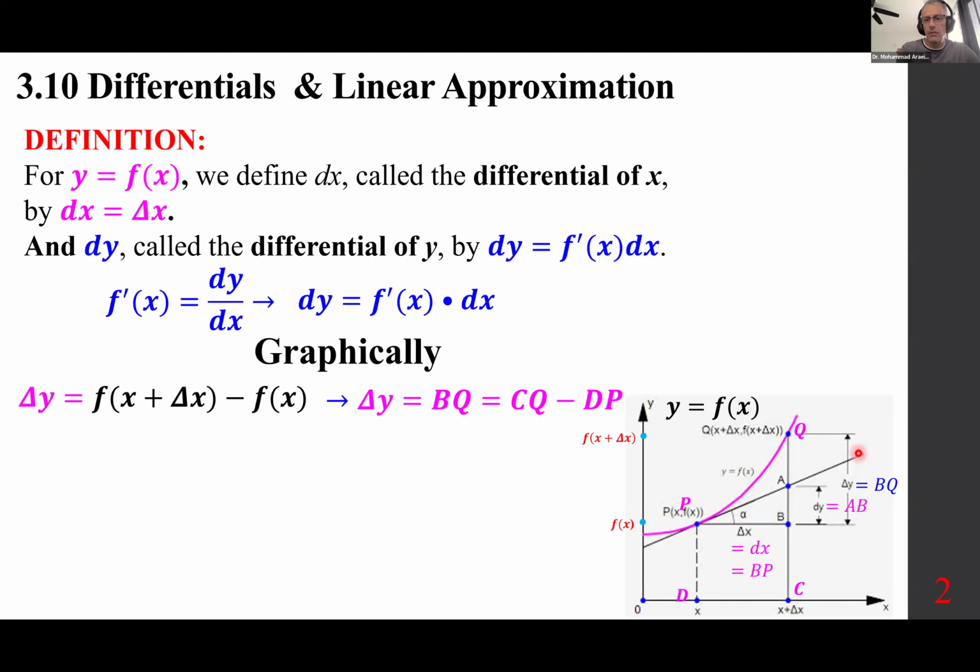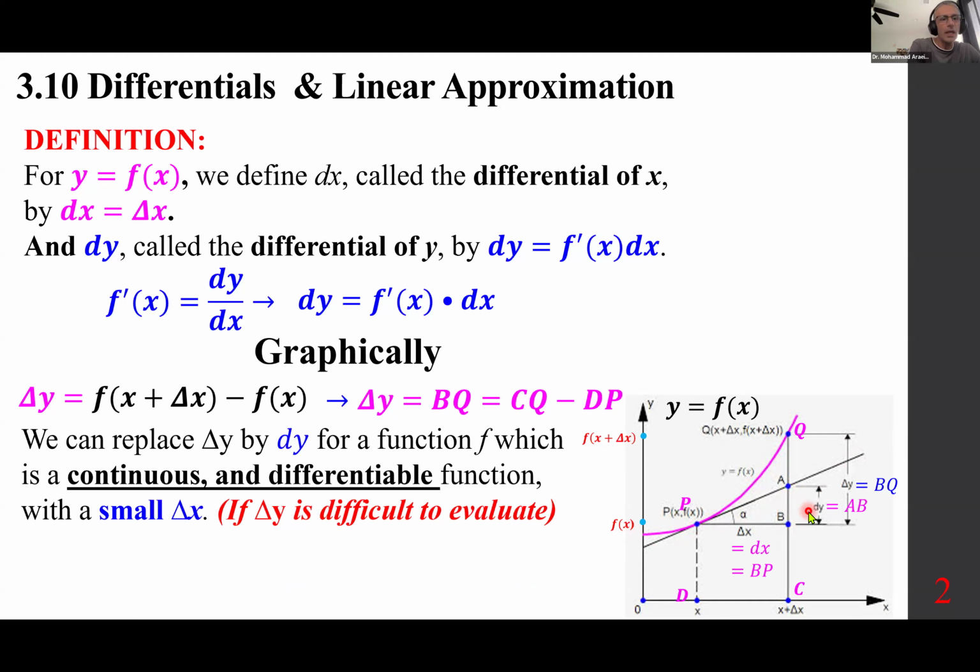When we draw a tangent line at point P, the rise along the tangent line, AB, is equal to dy. That's graphically. We can replace delta y by dy for a function f which is continuous and differentiable, with a small delta x, if delta y is difficult to evaluate.